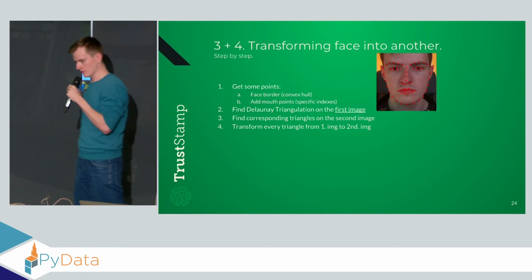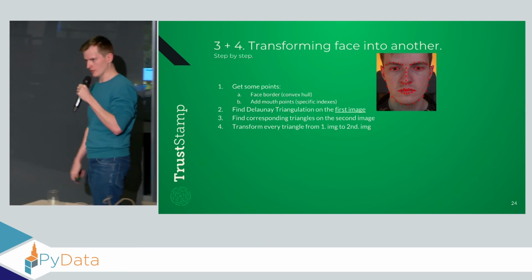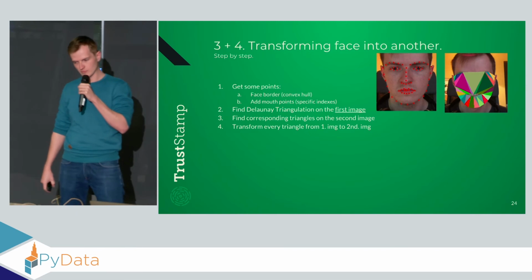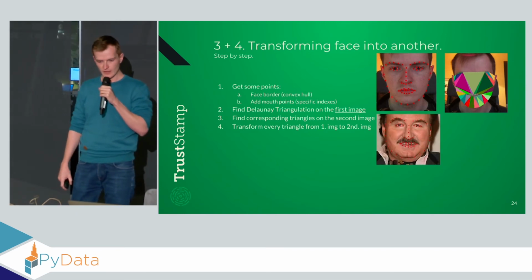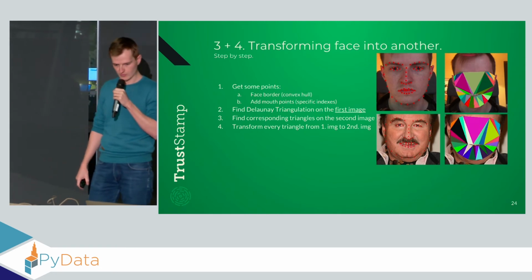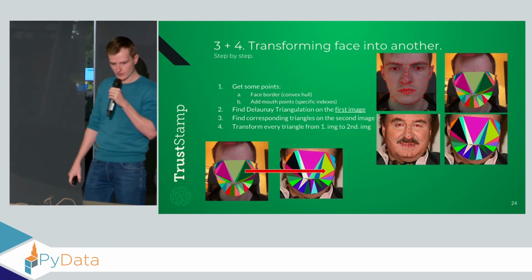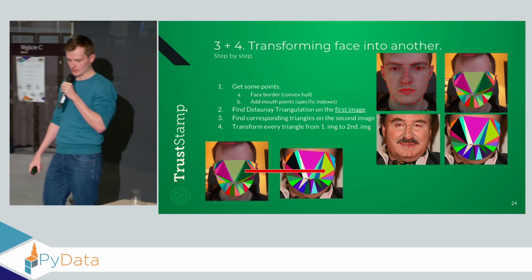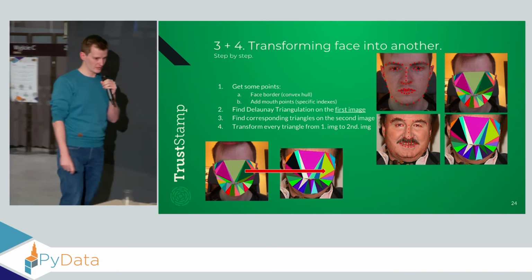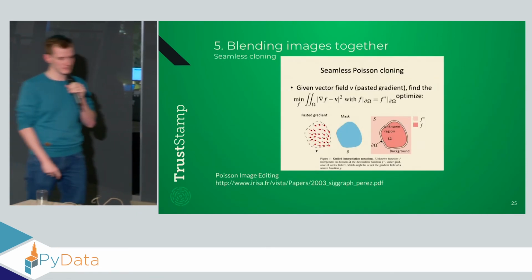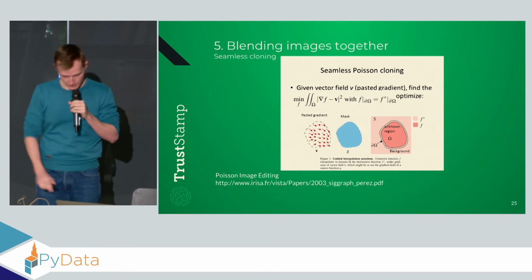And this is how it works in examples. That's my face with points on it. That's the convex hull, that's the triangulation for my face. That's the second picture with points. That's the same triangulation. And this is what I'm talking about when I say that I transform the same triangle. Right? And that gives us this more or less 3D effect. Okay.